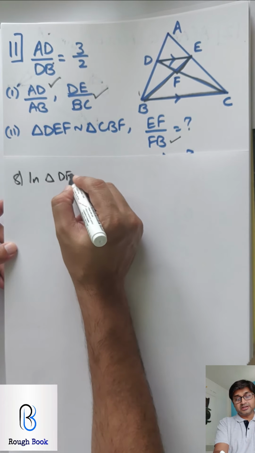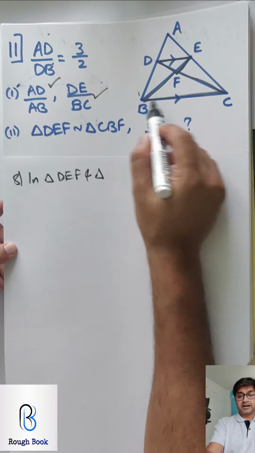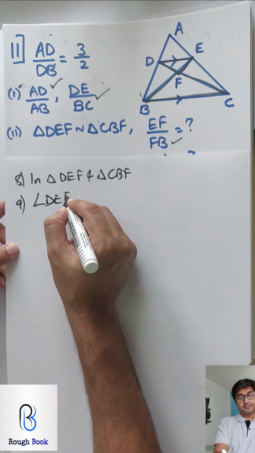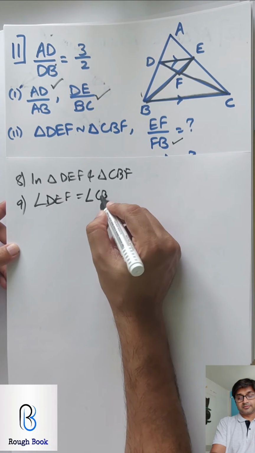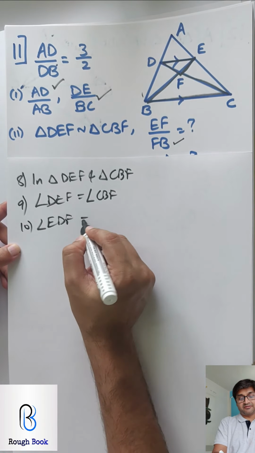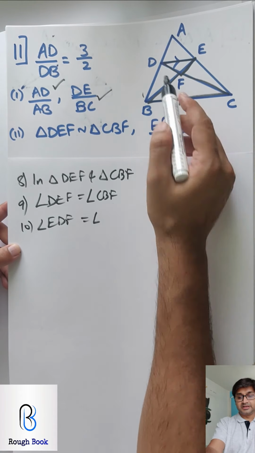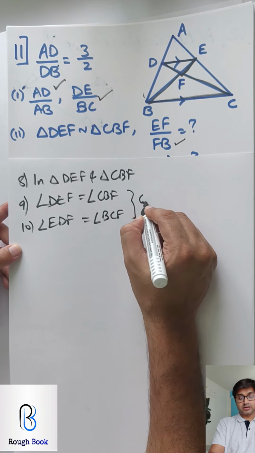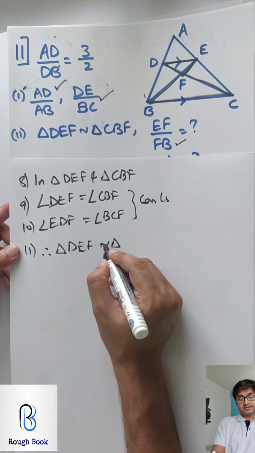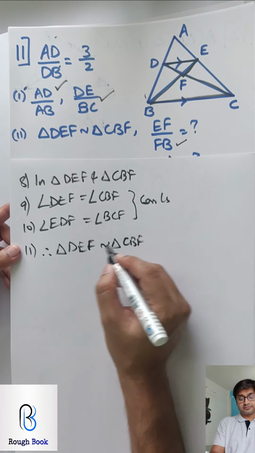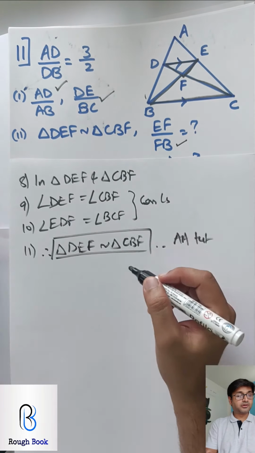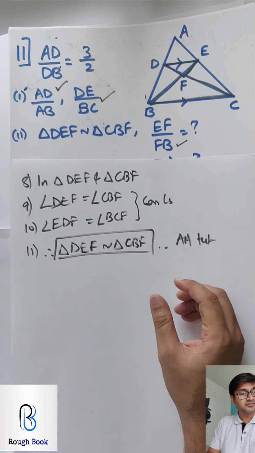In triangle DEF here and triangle CBF, you're going to say angle DEF equals CBF and EDF equals BCF. Both are corresponding angles, and therefore triangle DEF is similar to triangle CBF. Why are they similar? AA test. So we got this, and now you can apply CSST and get EF upon FB.